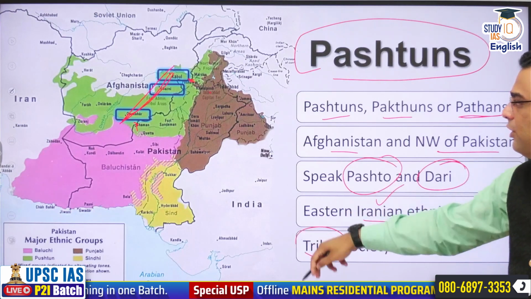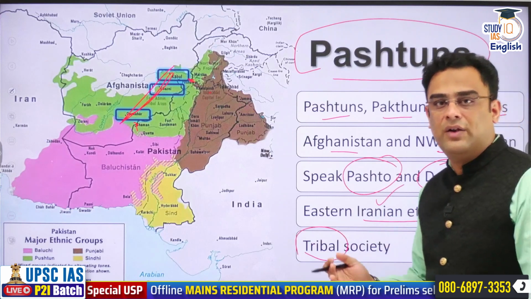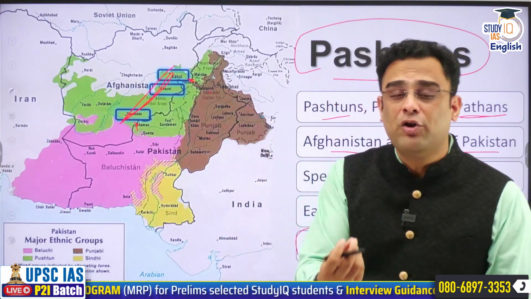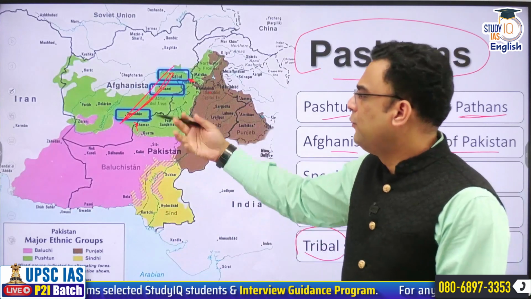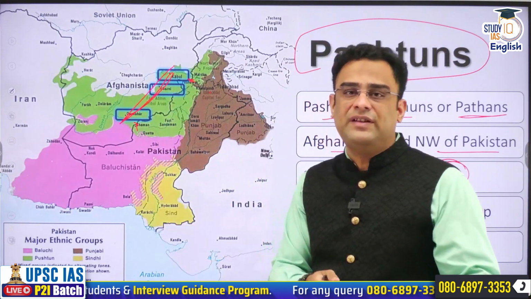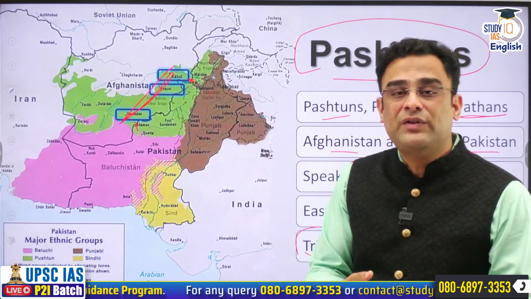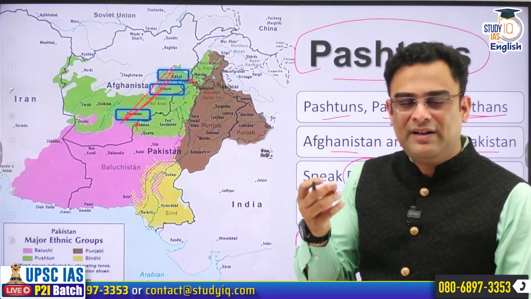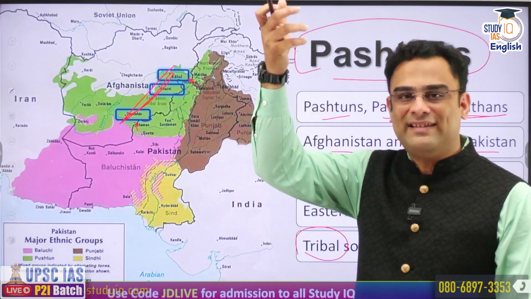They are organized in the form of a tribal society. Since the region is mountainous, economic opportunities are limited. Therefore, historically, we see in such regions, the organization of society is always on tribal lines. A tribe traces descent from a common ancestor.